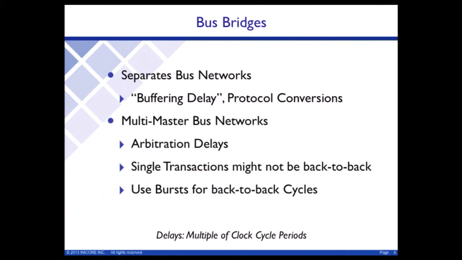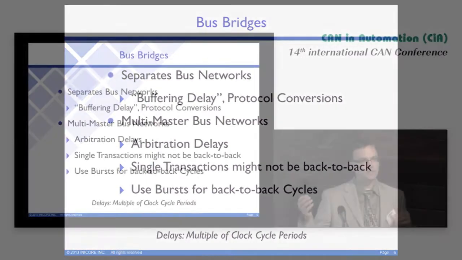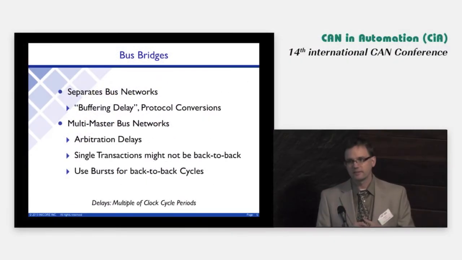And then we can have multi-master buses. This is where we have more than one master accessing the same peripheral device, for example. And one thing that we get there is arbitration delays. So if two masters try to access the same bus, or the same peripheral, at the same time, we have an arbiter that decides between the two.